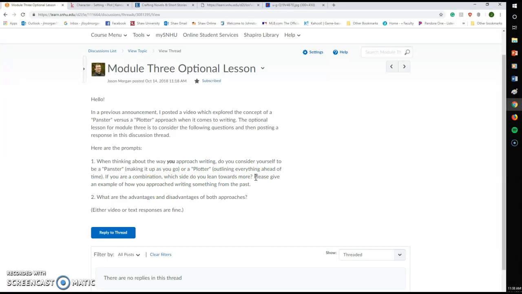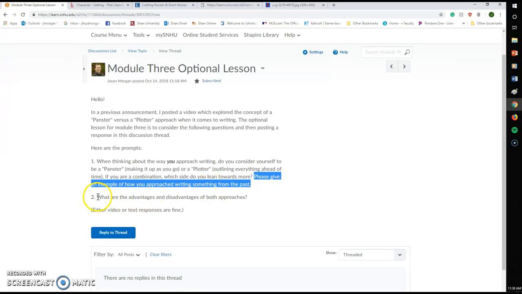Think about how you approached writing stories in the past, or any kind of creative writing. Did you just sit down and go, or did you plot everything out and have an idea where you wanted to go? Just look at that. Again, there's no wrong or right answer here. This is just a matter of analyzing how you approach the writing process.